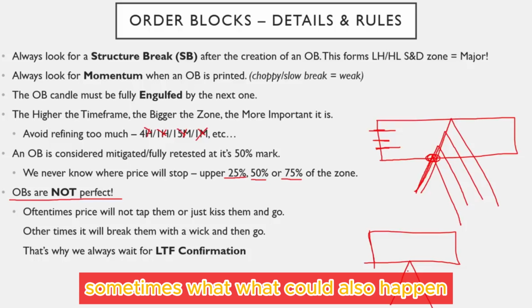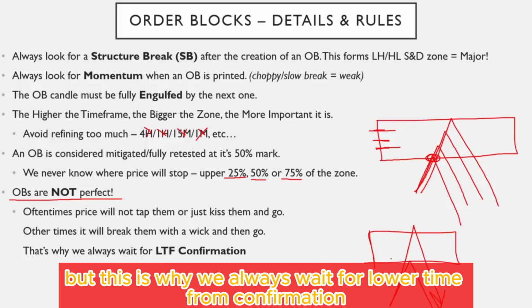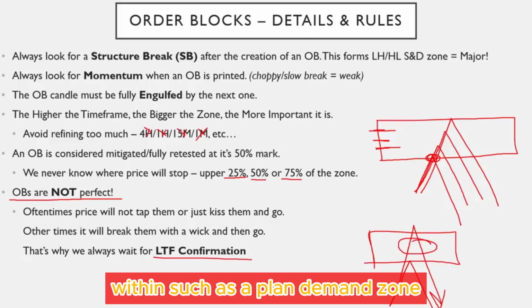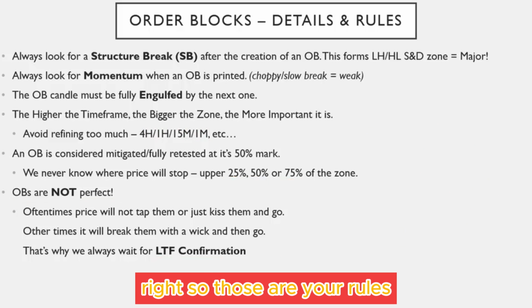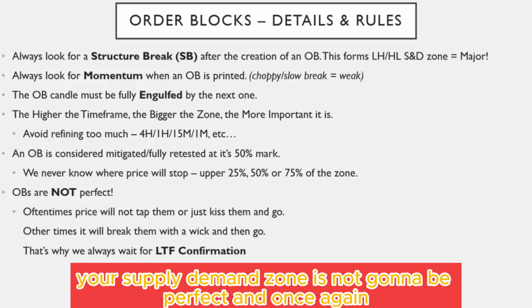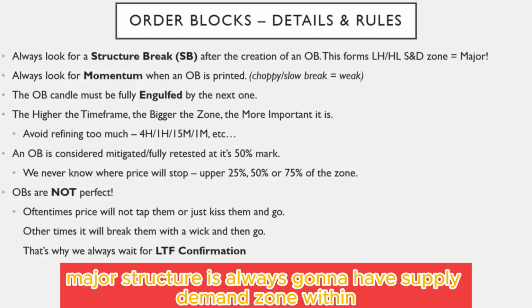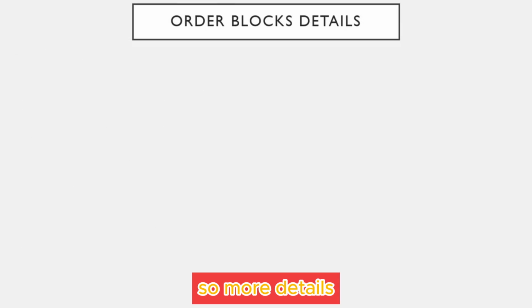Sometimes what I've seen happen is the market can throw a little wick and then still reverse. And that's fine. But this is why we always wait for lower time frame confirmation within such a supply and demand zone. So those are your rules. Print those out and take note, because if you lack one of these rules, your supply and demand zone is not going to be perfect. And once again, to keep it real simple, major structure is always going to have a supply and demand zone within. So, more details.